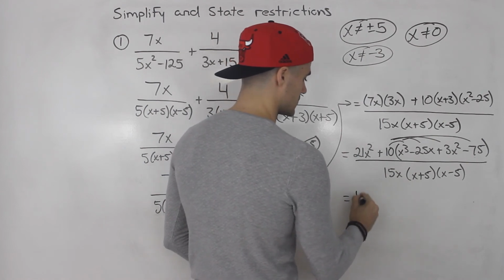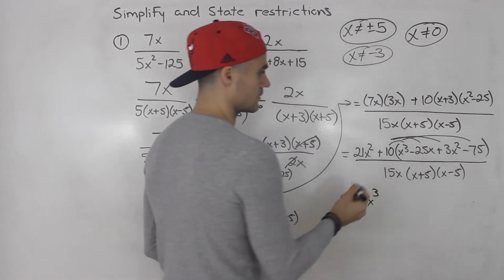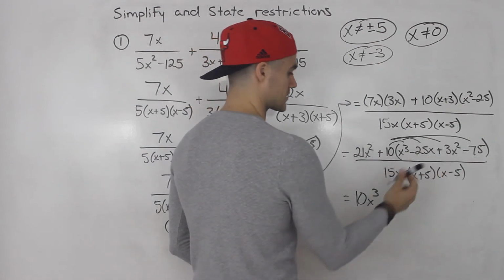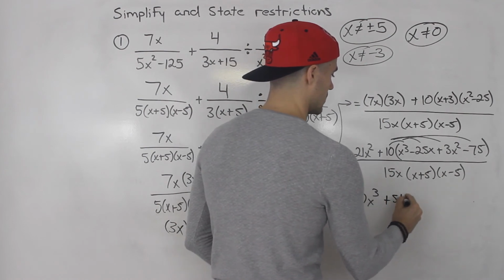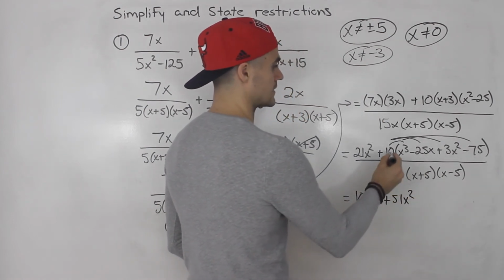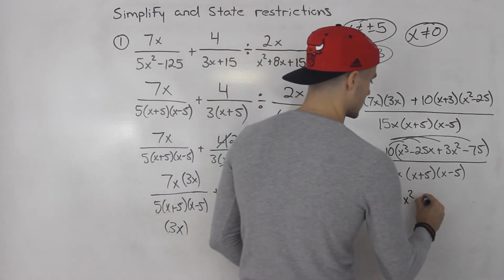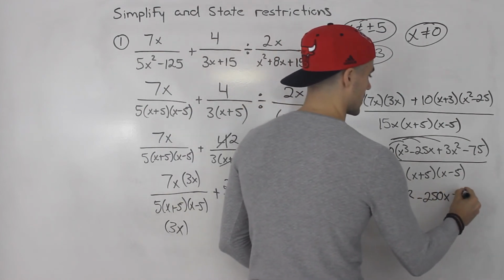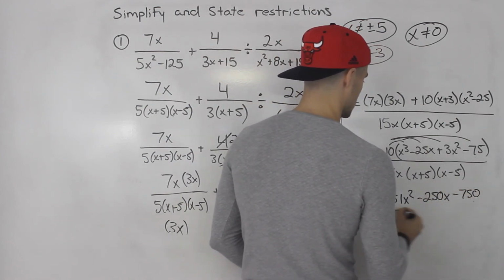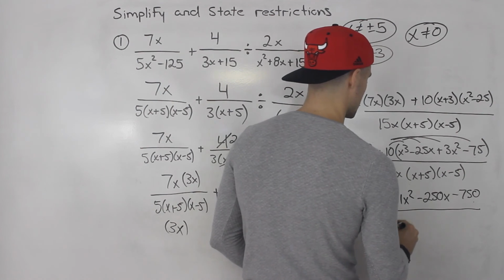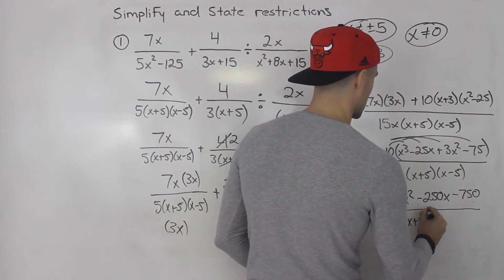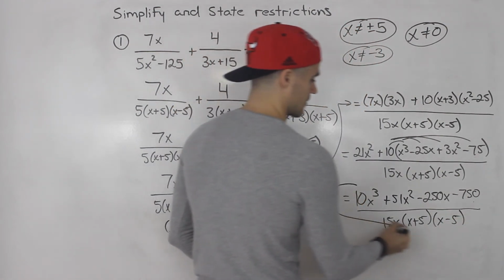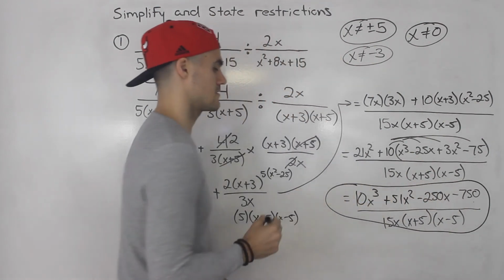So we'd have 10x cubed in front. There's no other like term, there's no other x cubed here. Then 21x squared plus 30x squared, that would give us 51x squared. And then 10 times negative 25x, that would give us minus 250x. And then 10 times negative 75 would give us minus 750. And this would be all over 15x, x plus 5, x minus 5. Right, so that there is the answer.